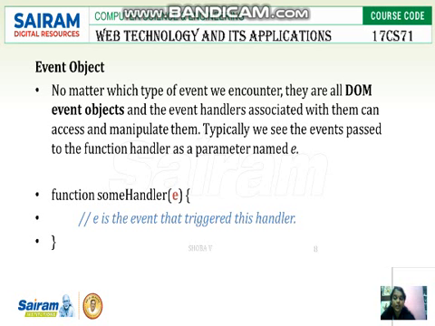An event object: no matter which type of event we encounter, everything is based on the document object model. The events associated with them can access and manipulate them. Typically, we see the event passed to the handler function as a parameter named e.